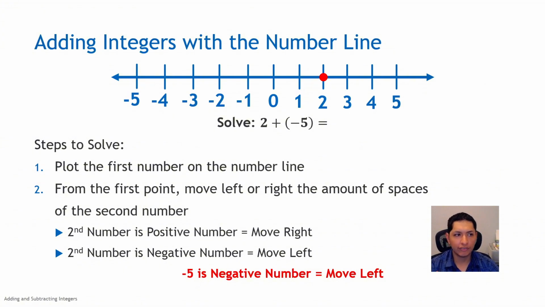So I move left 5 spaces from the first point that I plotted, which in this case is 2. So from the 2, I move left 1, 2, 3, 4, 5 spaces to the left because it's negative, and that lands me at -3. So the answer to 2 plus -5 is -3, and we solve that using the number line.